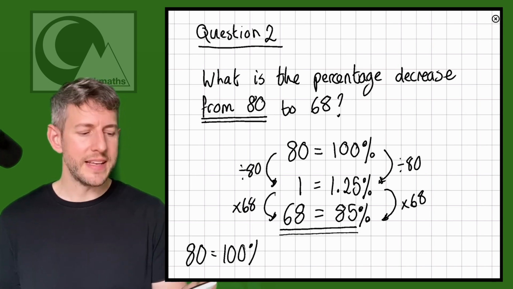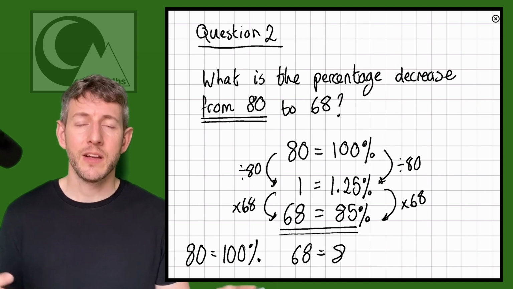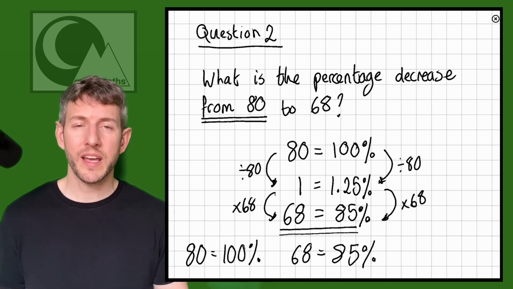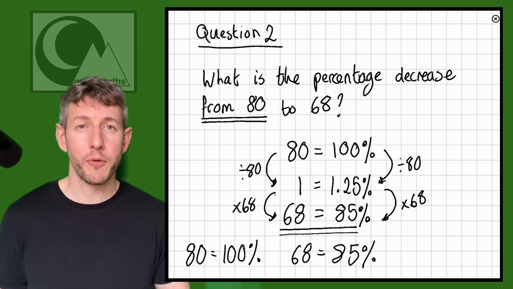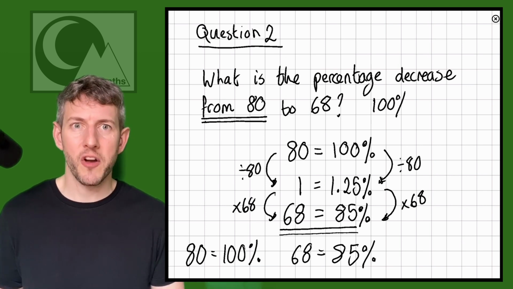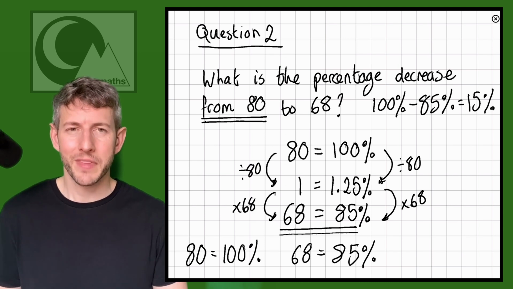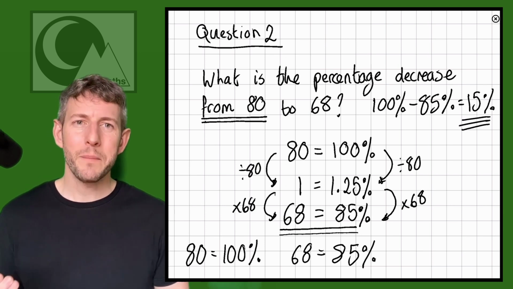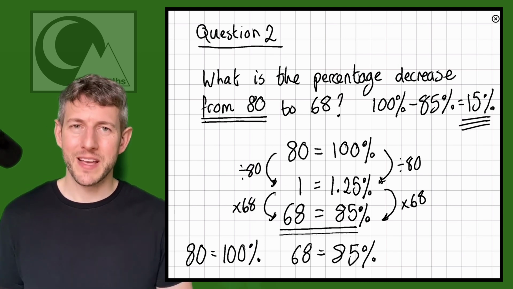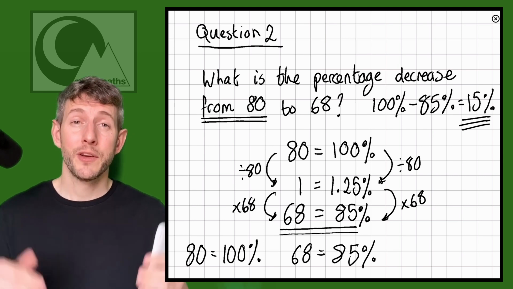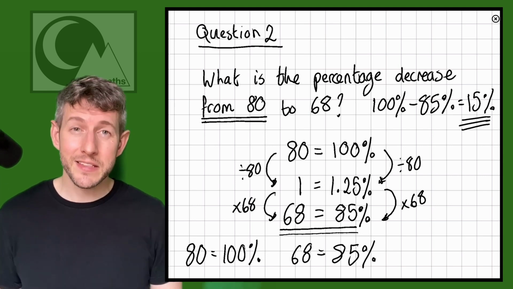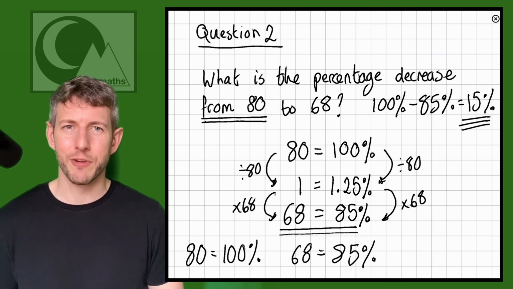Now 68 is 85%. So therefore, we just need to work out what that is as a decrease. So we've dropped from 100% to 85%. So we just do 100% take away 85% equals 15%. So that means that it is a 15% decrease. So we've gone from 80 to 68, and that is a 15% decrease.